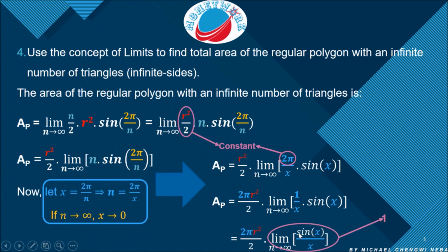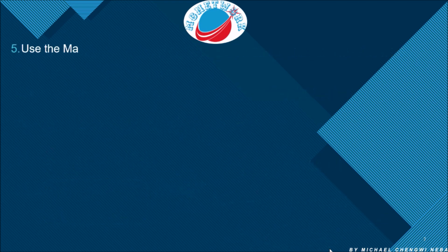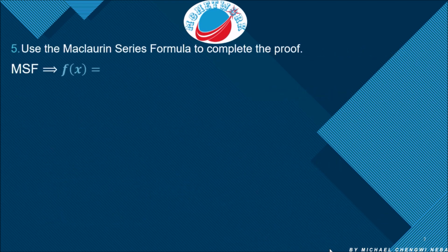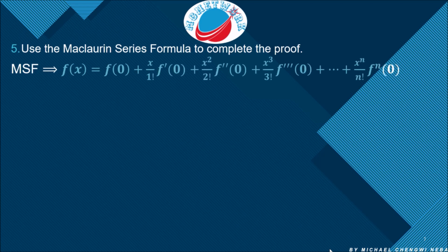You can use a graphical representation. You can use your graphical display calculator, and you fit in this expression and it is going to give you 1. But I'm going to do an analytical method which will actually let you understand how to simplify this expression. And for me to do that analytical method, I need to use the Maclaurin series formula. And that is step 5, where I said use the Maclaurin series formula to complete the proof.